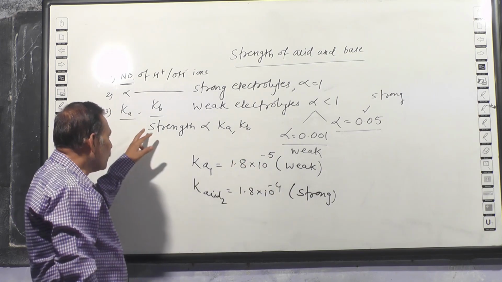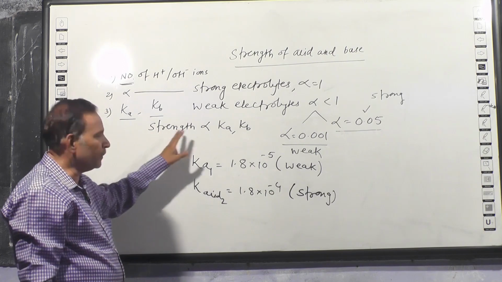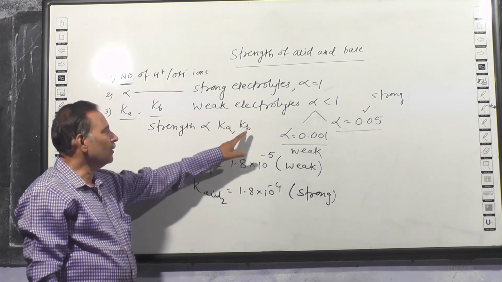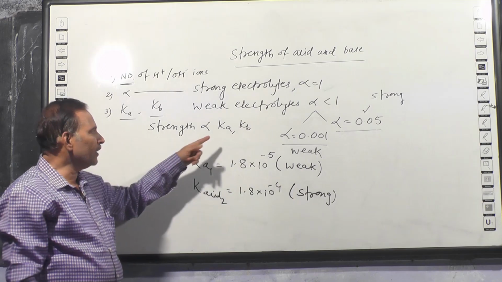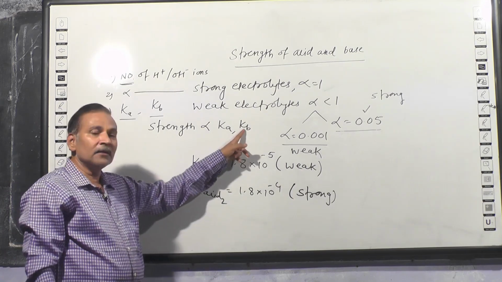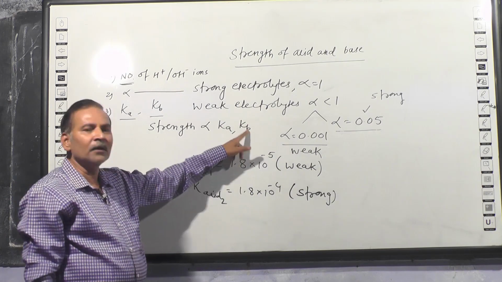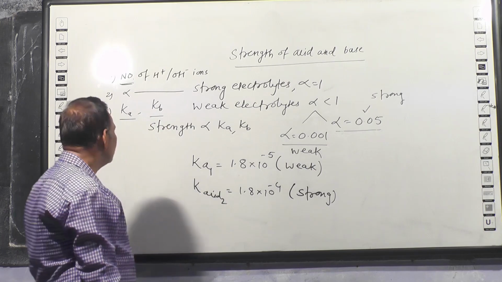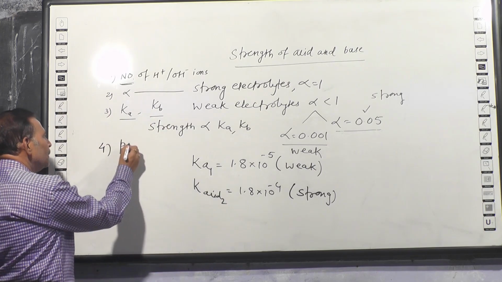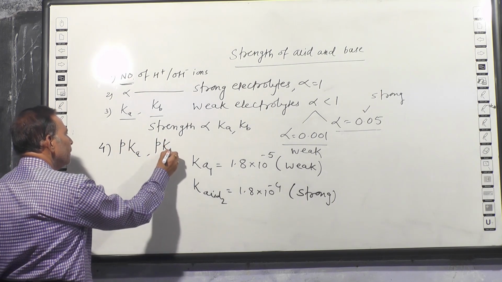Okay. So the point that is to be remembered, कि strength of any electrolyte or acid or base is directly proportional to its dissociation constant Ka or Kb. Larger the value of Ka, strong is the acid, less is the value of Ka, weak is the acid. Larger the value of Kb, strong is the base, smaller the value of Kb, weak is the base. So this is third point. And the fourth point that is to be remembered, it is pKa of that acid or pKb of that base.